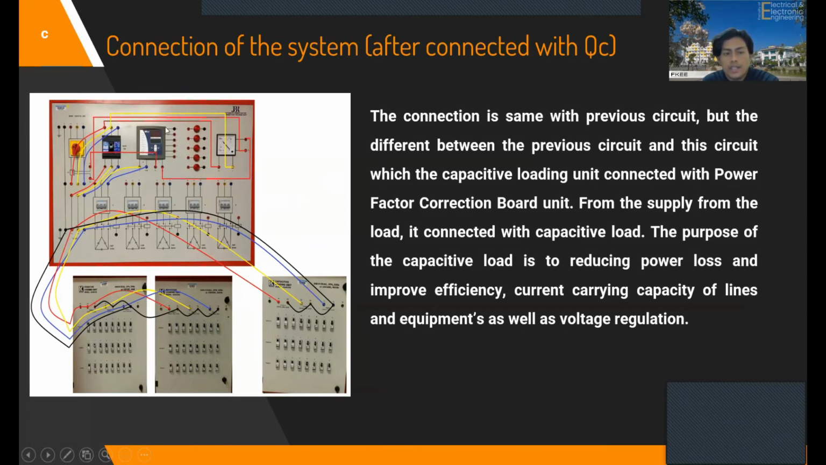So basically, the connection from here until here is the same as the previous one, but the difference between the previous circuit and this circuit is that the capacitive loading unit is connected with the power factor correction board unit. This is the capacitive load connected with the power factor correction board unit. The purpose of the capacitive load is to reduce power loss and improve the efficiency, the current carrying capacity of the lines and equipment, as well as the voltage regulation.